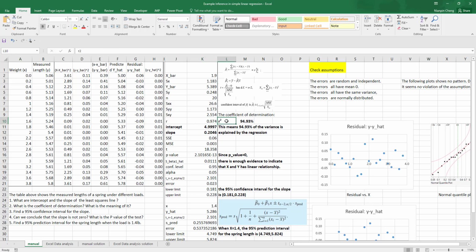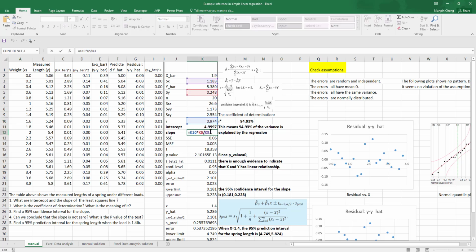We can also calculate R squared, which is just the correlation coefficient squared. So what does this mean? This is also called the coefficient of determination. This means 94.9% of the variance is explained by this regression model. So we also call this the goodness of fit test: how well your model fits the data. This is very good.